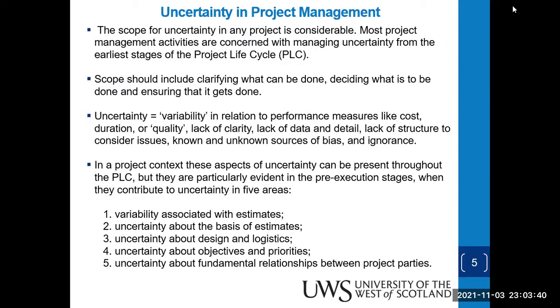So that's it. Now, uncertainties associated with project management and all other project life cycles, especially in the early stages of the life cycles, fall into five different categories. That's what we're going to look at. So the scope should include clarifying what we are going to do, deciding what is to be done, and ensuring that we get it done for any project. So the objectives: what do we want to achieve? How do we want to go about it? And let's work through to ensure we get it done.